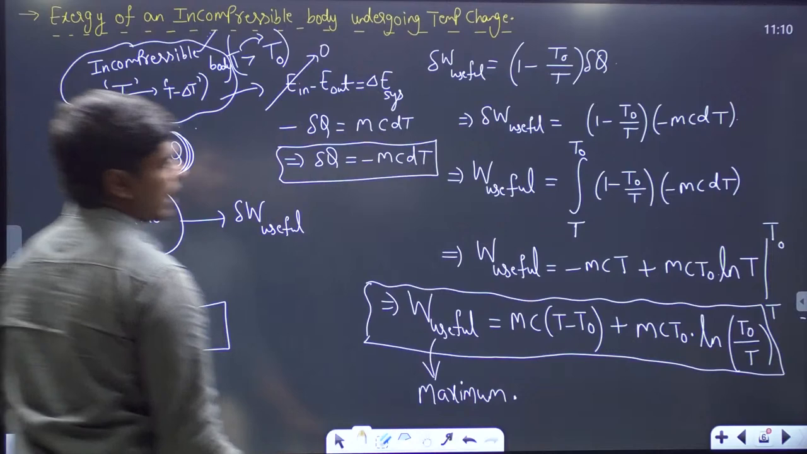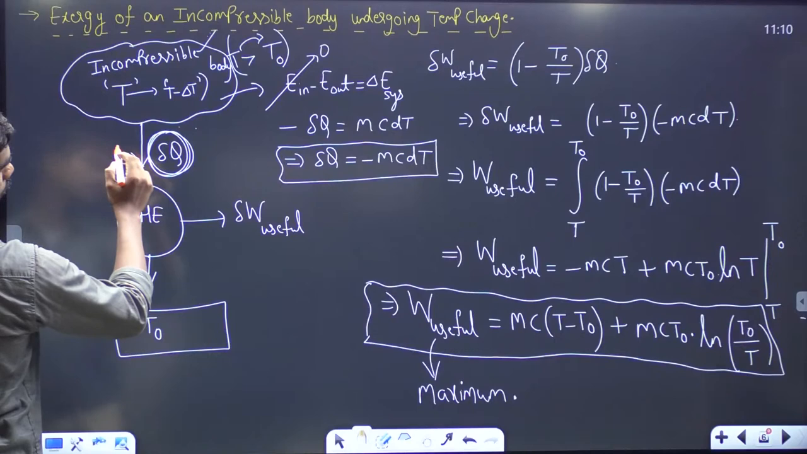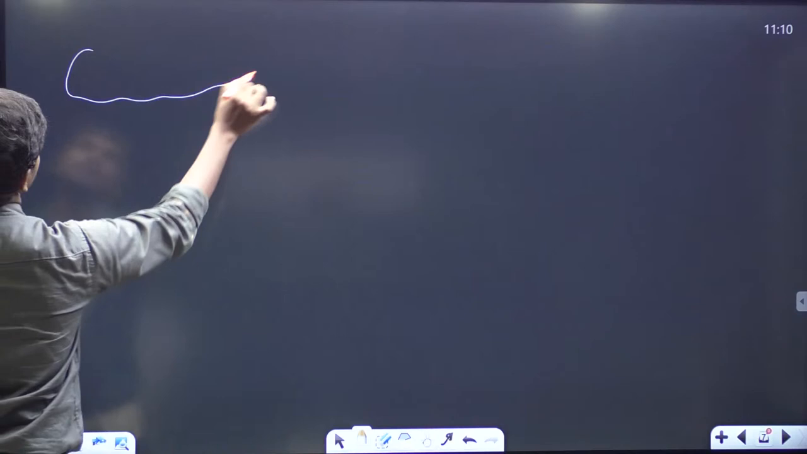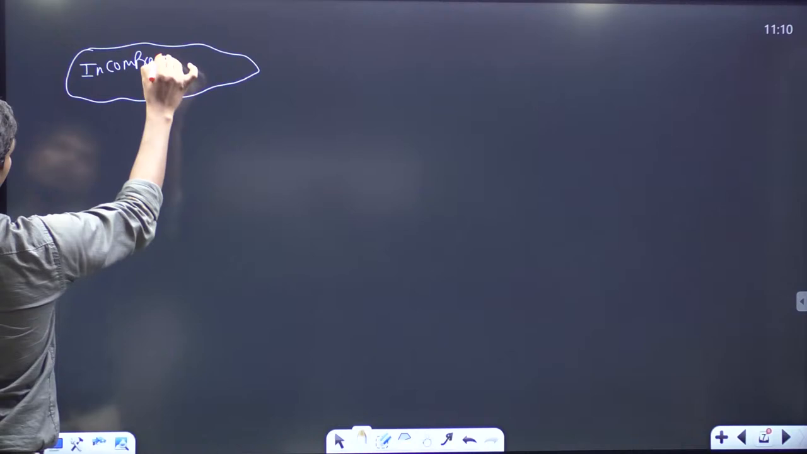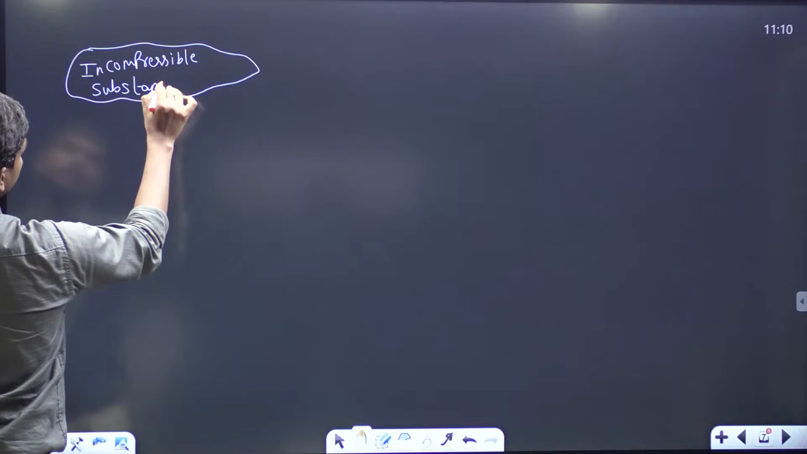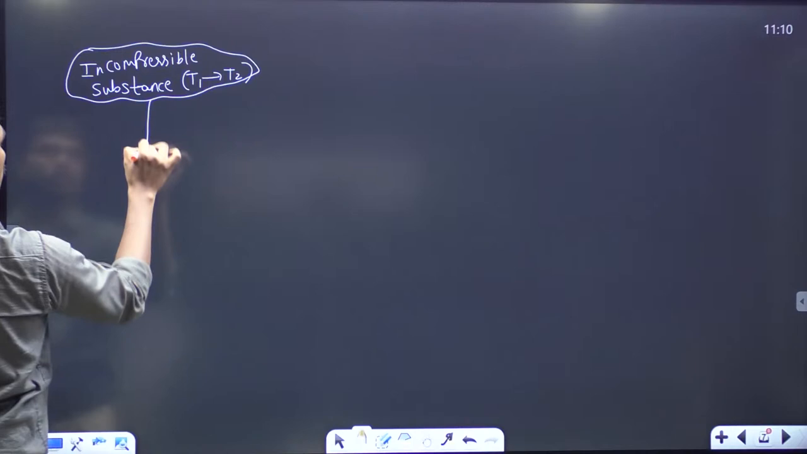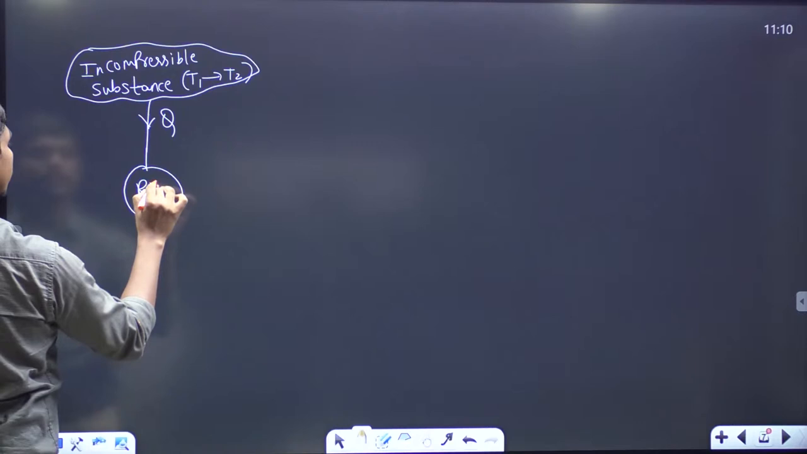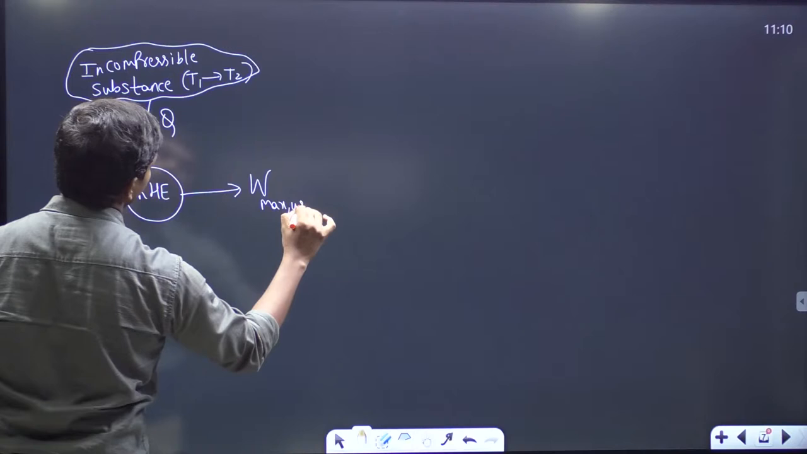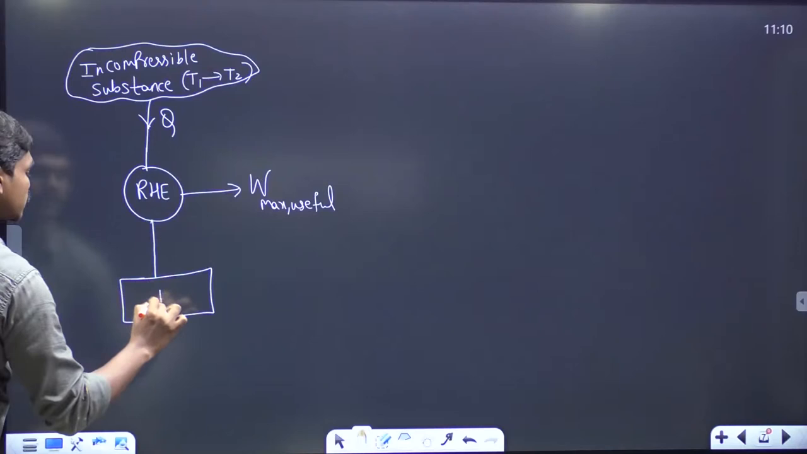let me add a slide here telling you the same thing. So see here, if there is an incompressible substance which is undergoing a change in temperature from T1 to T2, and during the course of its temperature difference, obviously it rejects some heat, and this heat, if you give it to a heat engine, you will be getting W max useful here, and you will be rejecting it to a temperature T0, correct? There is some heat rejection.